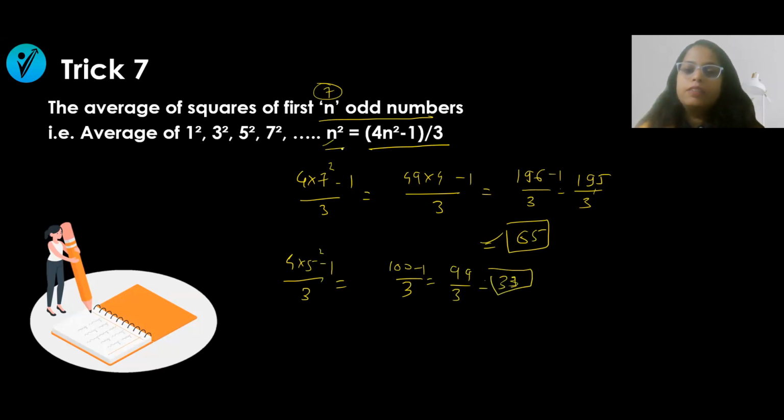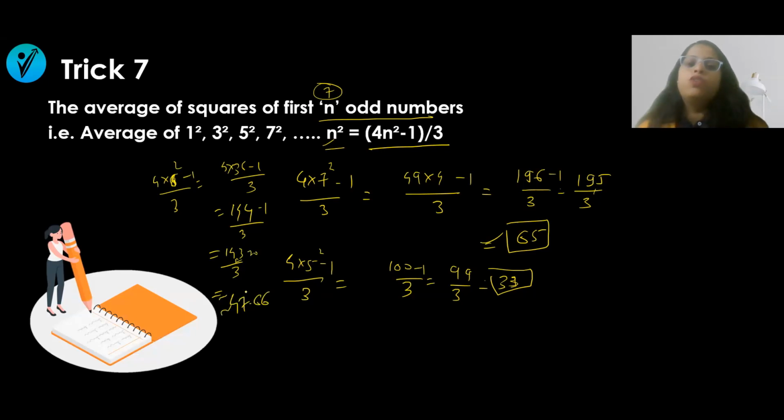Getting it? So if your n is 5, 7, 9, 4 or 6. Suppose n is 6. What will you do? 4 into 6 square, whole minus 1, whole divided by 3. So 6 square will be 36. 4 into 36 minus 1 by 3. 36 4s are 144. So it will be 144 minus 1 by 3. That means 143 by 3. So it will come in points: 3 4s are 12, there will be 2; 3 7s are 21, again there will be 2; 3 6s are 18. So the average will be almost 47.6667. That will be the average.